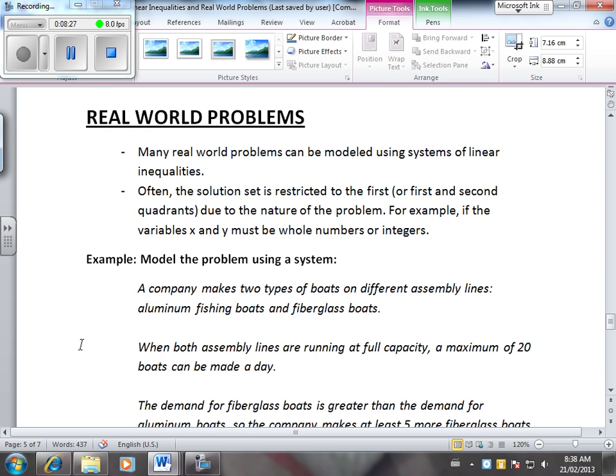So, real world problems. I was talking about this a little bit in class, but lots of real world problems can be shown or modeled by using a system of linear equations. Usually the problem set is restricted to the first quadrant, sometimes the first and second. This is because we usually need whole numbers, and sometimes integers if we're working with money, but usually whole numbers, right? So people or plates of food or cars or something, and we can't have negatives of those.